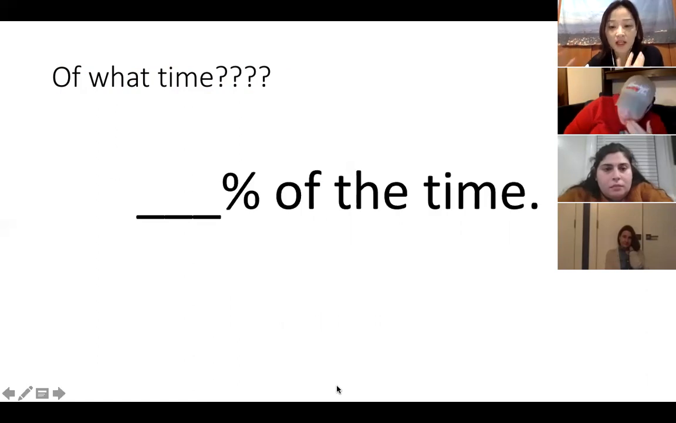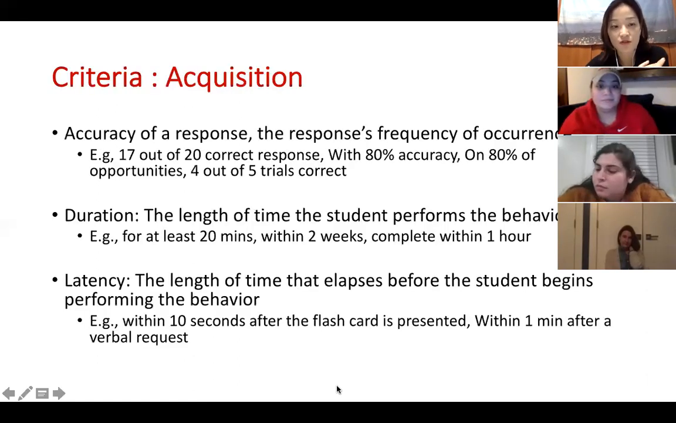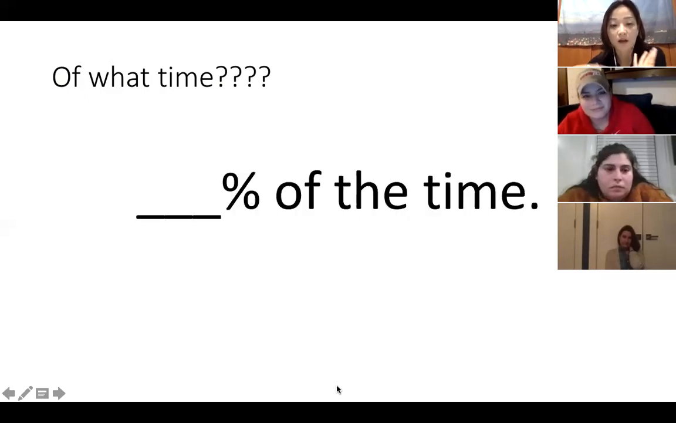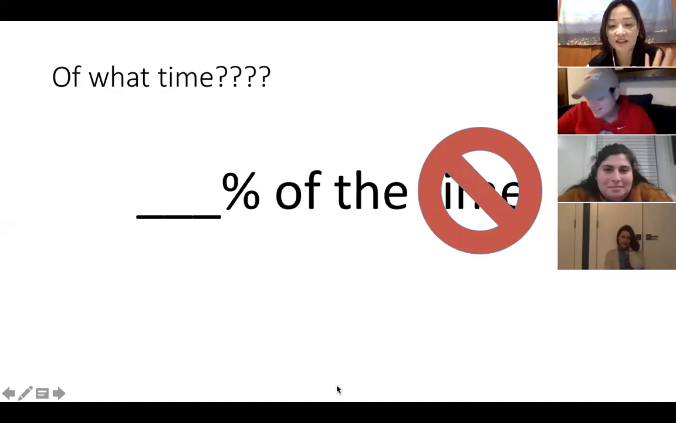So many people, when they describe this criteria, use "percentage of the time." Oh, I really hate it because this is not a good description at all. What time? So do not use percentage of the time. I really hate this description.